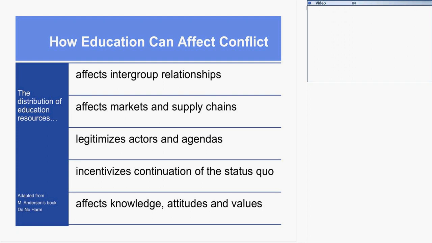When we talk about legitimization of actors and agendas, a way education programs could contribute to conflict would be hiring a security firm aligned with a faction of the conflict for the agency's compounds or offices, or promoting a language of instruction that corresponds with one ethnic group or one historic colonial power. Another way that you could legitimize certain actors or agendas would be conducting emergency response planning meetings in a non-local language.